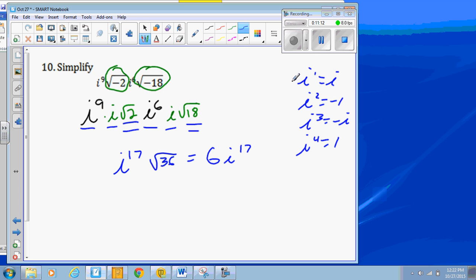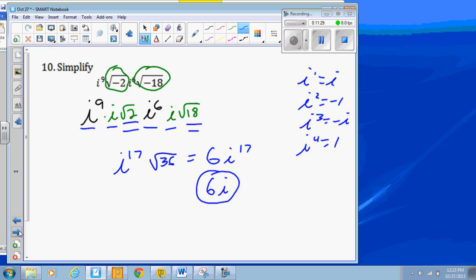It's an odd number, so it's going to either be I or I to the 3rd. And what we do is look for multiples of 4. In this case, 16 is the closest one. And since 17 is one more, it's the same as just I. So that's going to be 6I would be the final answer to that one.